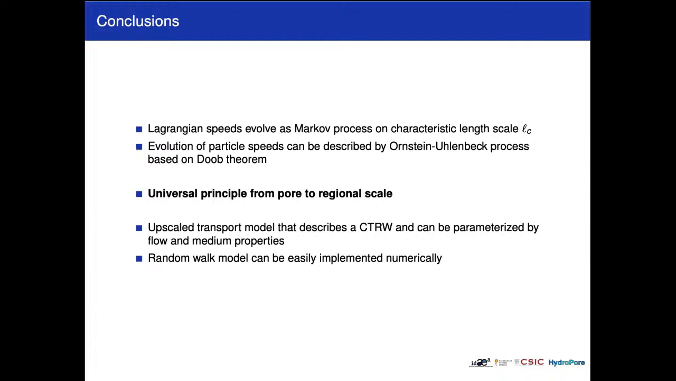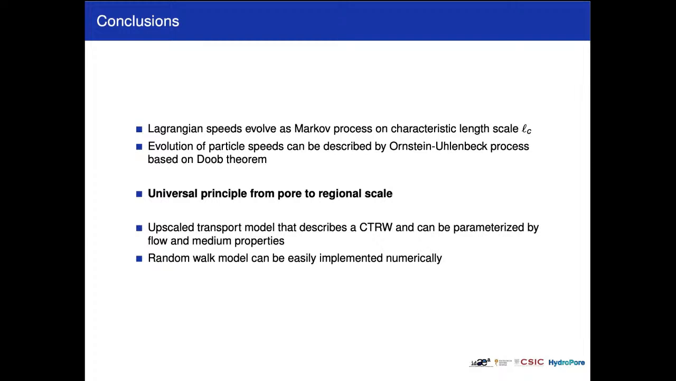Conclusions are Lagrangian speeds evolve as Markov processes on characteristic scales. But this is clear when we look at transport in porous media or in steady velocity fields. There is always, let's say, a characteristic length scale, unless we look at media that have some kind of a fractal structure. But otherwise, processes occur on given length scale rather than on given time scale.